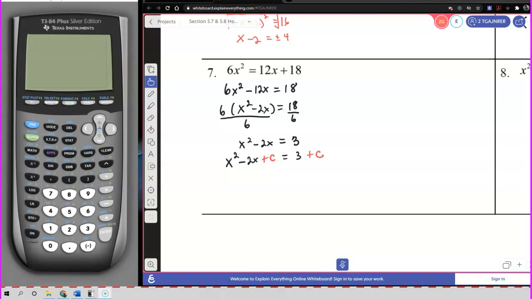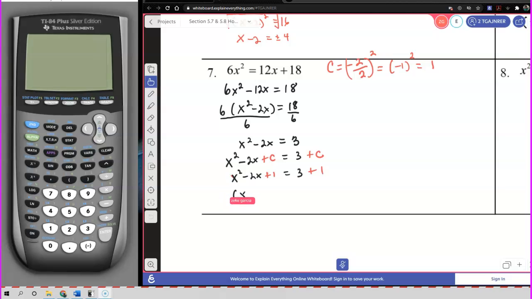plus c. And you're going to ask, how do I complete the square? I'm going to show you how to complete the square. You have c equals b, which is negative 2, divided by 2, squared. Negative 2 divided by 2 is negative 1, squared. And negative 1 squared is 1. So what you're going to have is x squared minus 2x plus 1 equals 3 plus 1. So we have to balance the equation.